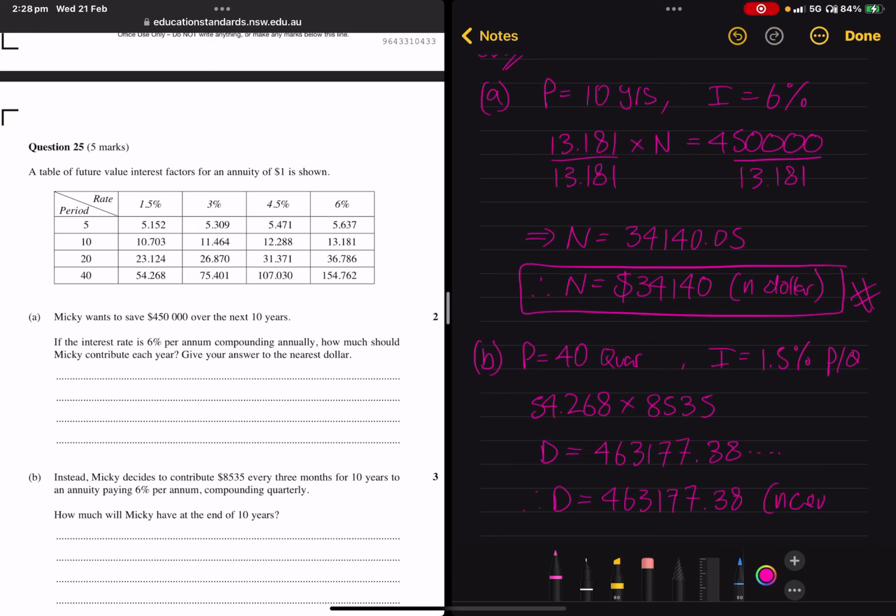It doesn't tell us how to round this, so we could just round it to the nearest cent. It is in dollars, so the logical rounding is either dollars or dollars and cents. But this is the answer that we're after.